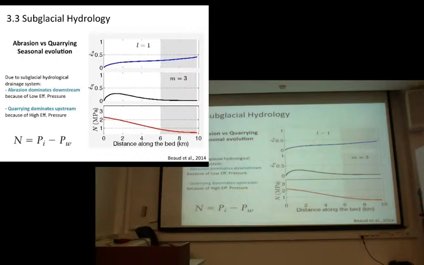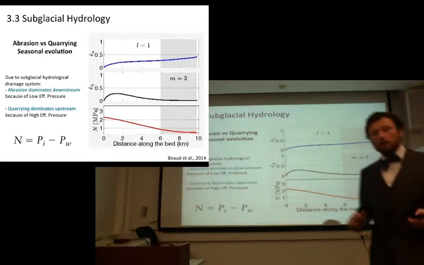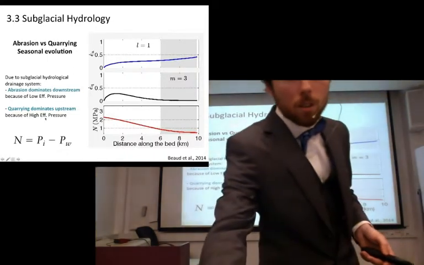And effective pressure is the ice pressure with water pressure. So if it's getting close to 0, it means that you have a high water pressure. And you see already the problem from before, N equal 1, when maybe it should be N equal 2. And this is for a distributed drainage system.